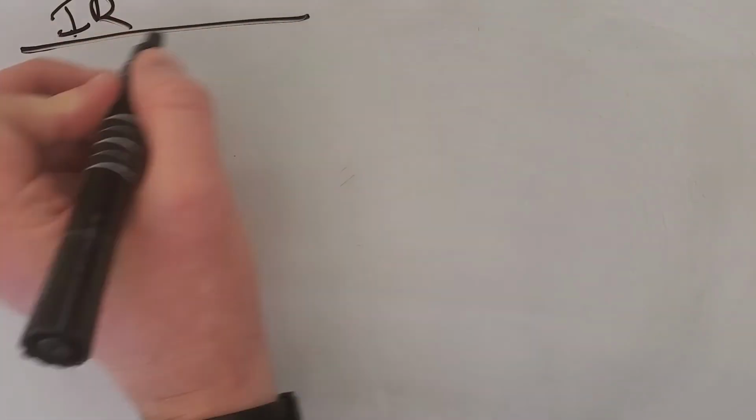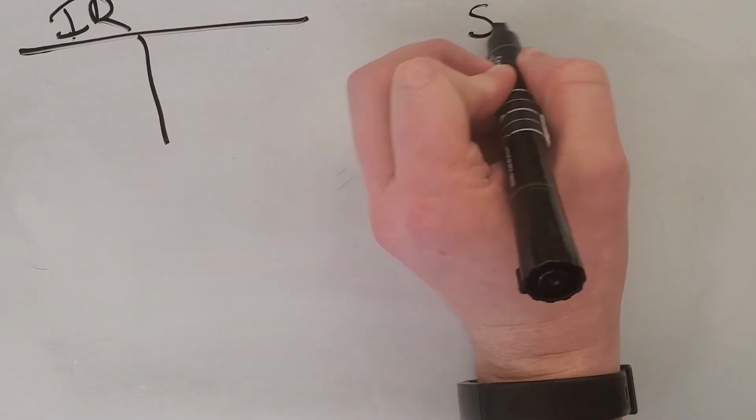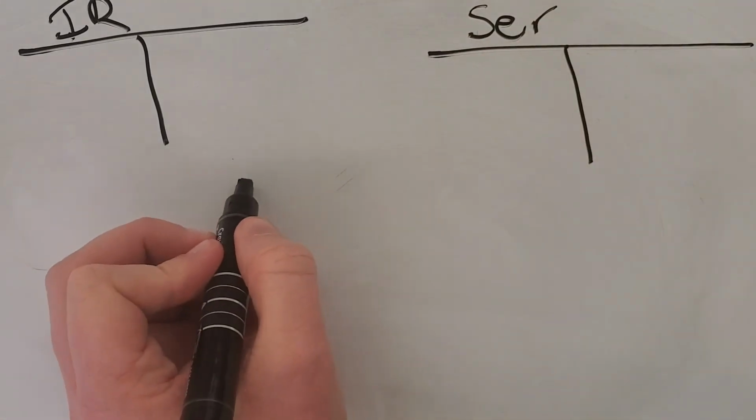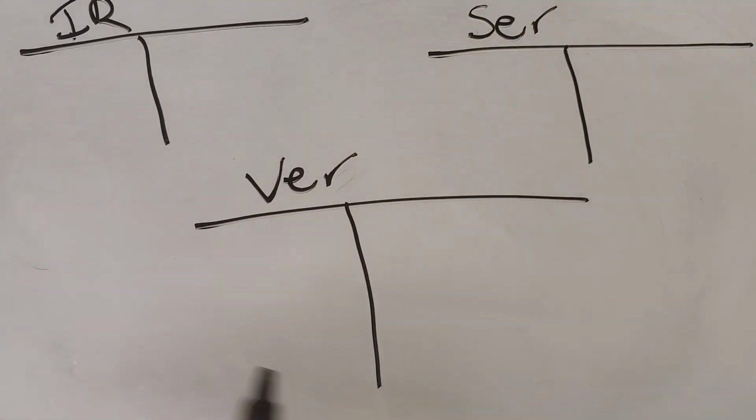So now let's talk about the three different irregular forms that exist. These are the only three. Happy to see it after the preterite with all its irregulars. We have ir, ser, and ver.